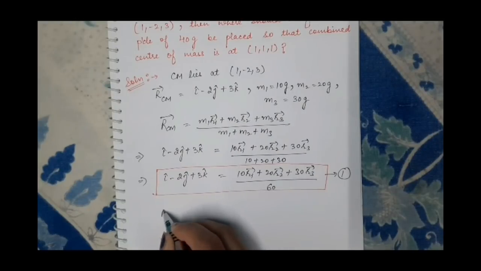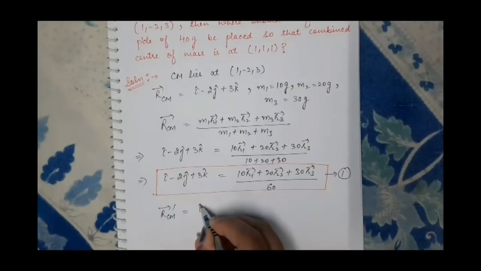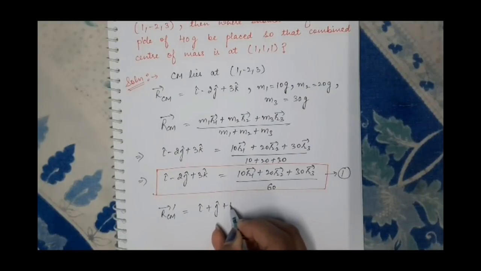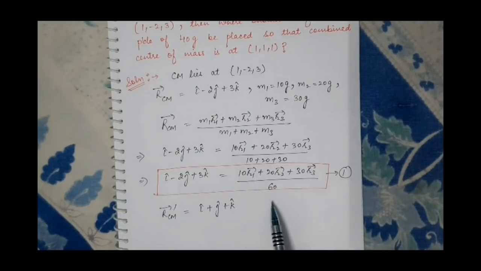suppose this R CM dash is the new position of center of mass, and it is given that its coordinates are 1, 1, 1. Meaning the position vector will be i cap plus j cap plus k cap. And the theory lines you have to write; I am not writing them here. So you can write here that the center of mass has shifted from 1, minus 2, 3 to 1, 1, 1 when we have placed another mass of 40 grams into the system.